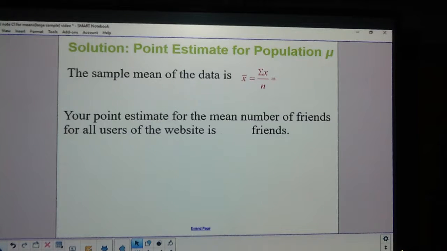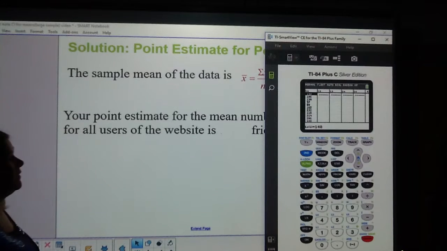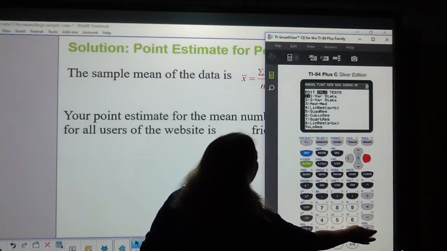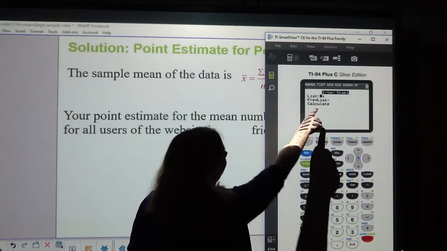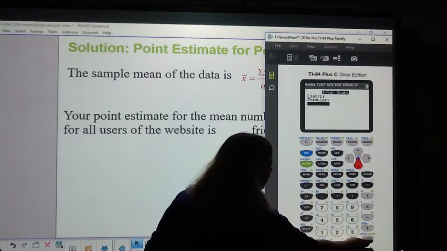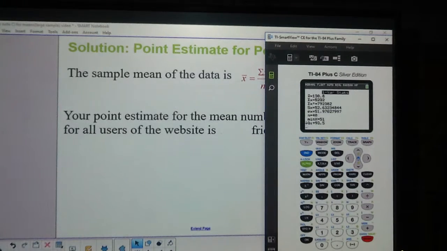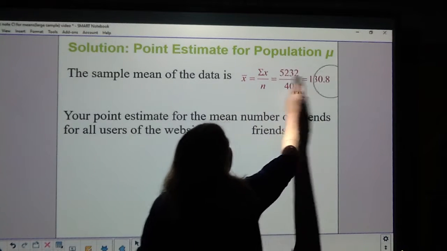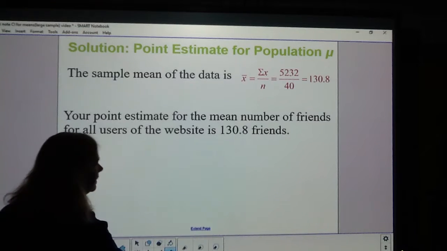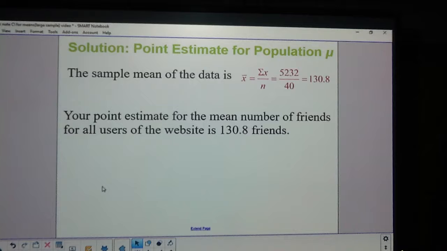And if I want to find the sample mean of the data, instead of adding all those up and dividing by n, since you put them in your calculator, you could go to Stat, over to Calculate, Enter. One-Variable Statistics, I put it in L1, frequency list is blank, and just go to Calculate. And my x bar, my mean, is 130.8. So if you typed in the numbers correctly, you should get 130.8 for your mean. So your point estimate for the mean number of friends for all users of the website is that mean, 130.8.